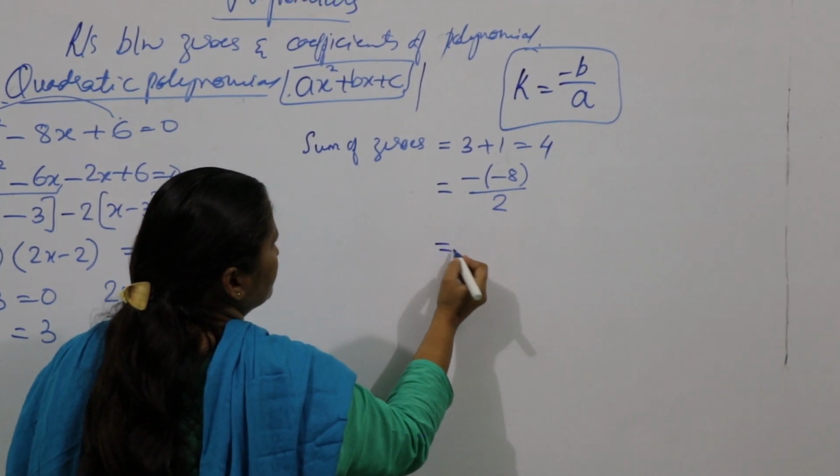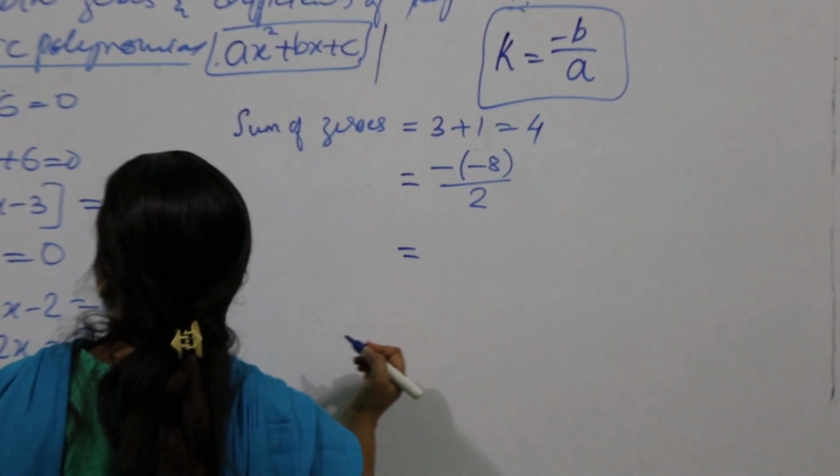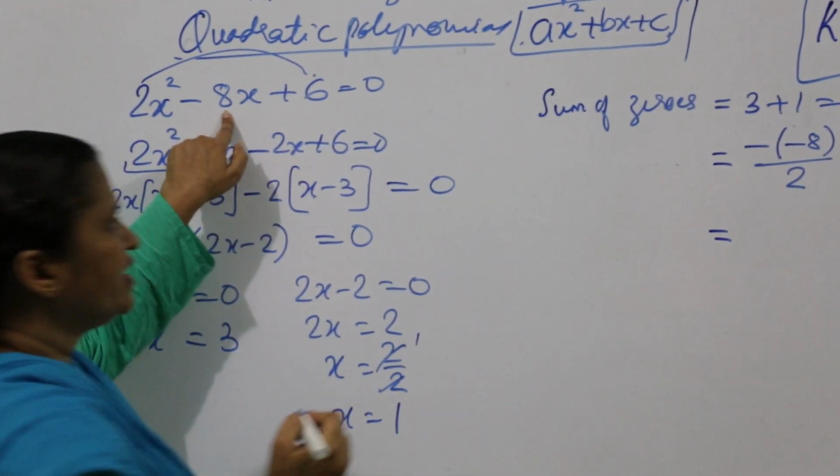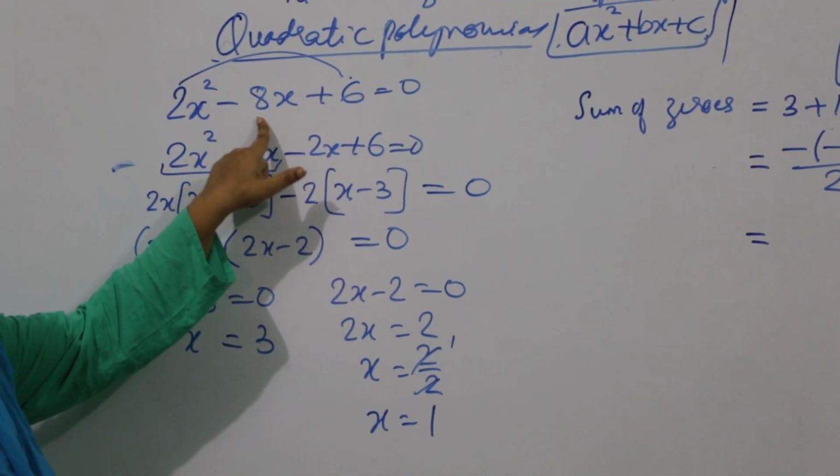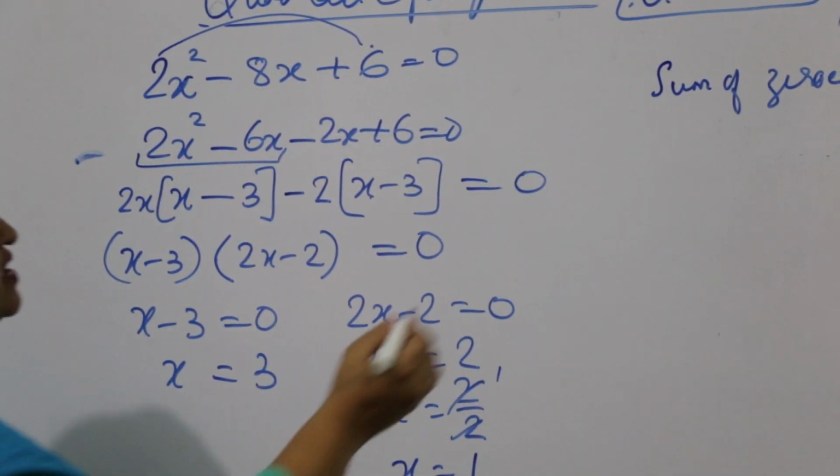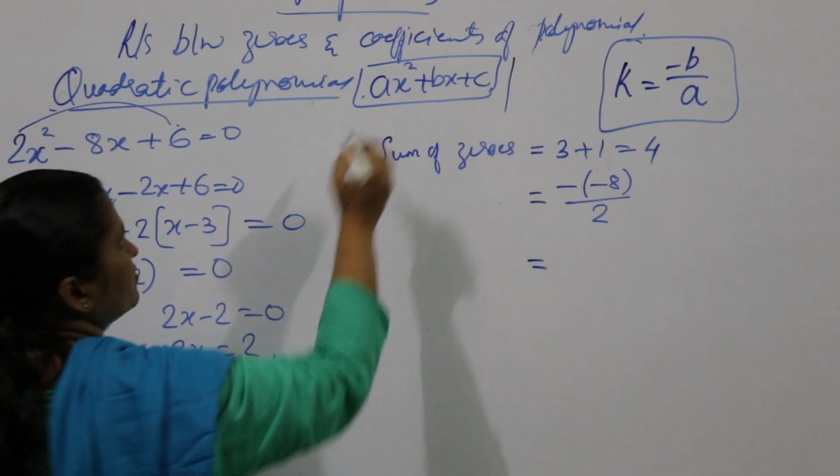Here, what is this minus 8? Come back to this quadratic equation. What is this minus 8? Minus 8 is nothing but b.